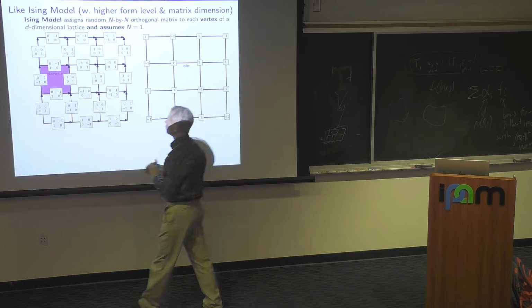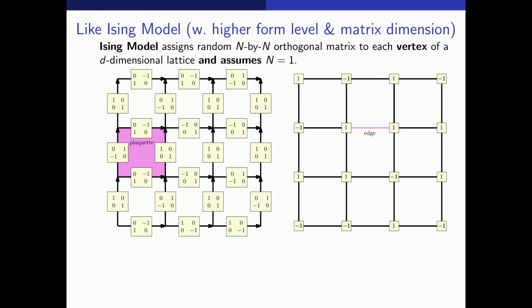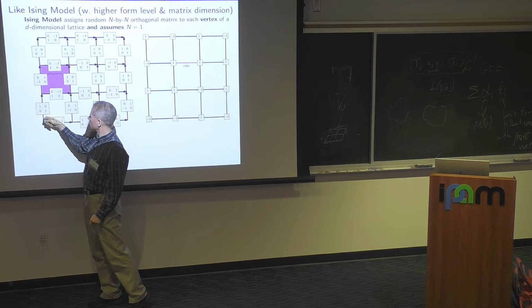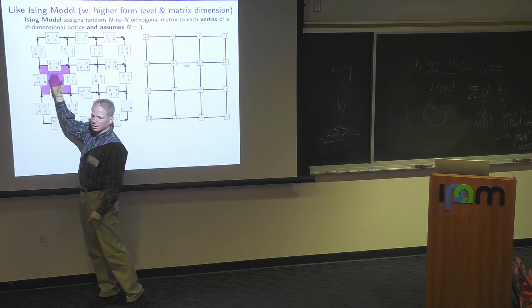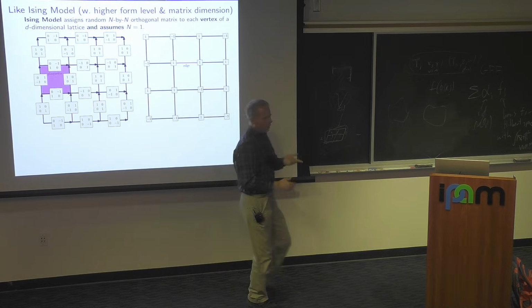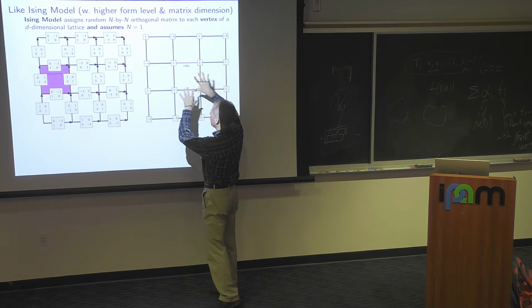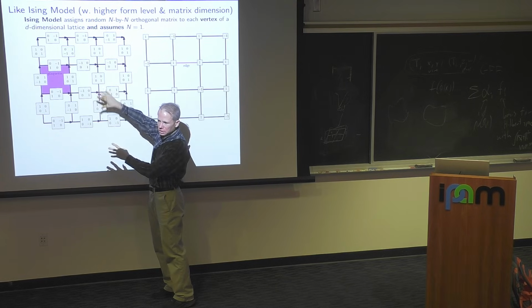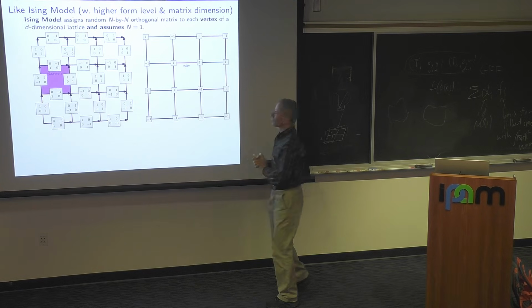And here, you want the product of matrices around a loop to be close to 1. So it's just the Ising model, except we're willing to generalize beyond one-dimensional matrices to n by n matrices, and we're willing to go one form level higher, so that the spins live on edges and the energy weights come from plaquettes. Otherwise, this is what we have to do if we want to go from something very interesting in 2 dimensions to something that's hopefully very interesting in 4 dimensions.